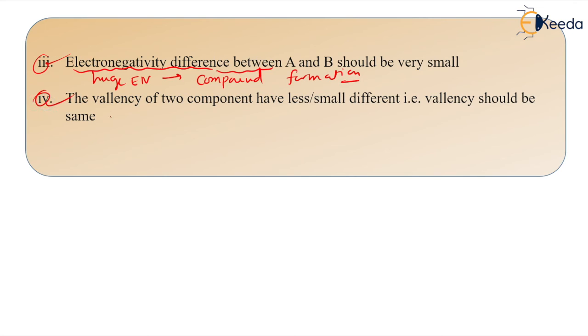And the last point is very important: the valency of these components A and B, or rather the valency difference, should be very small, or they should be the same. For example, the valency of copper and nickel, which I just told you about, is generally 2, isn't it? So the valency should be the same, or the difference between the valencies of these two elements should be very small.